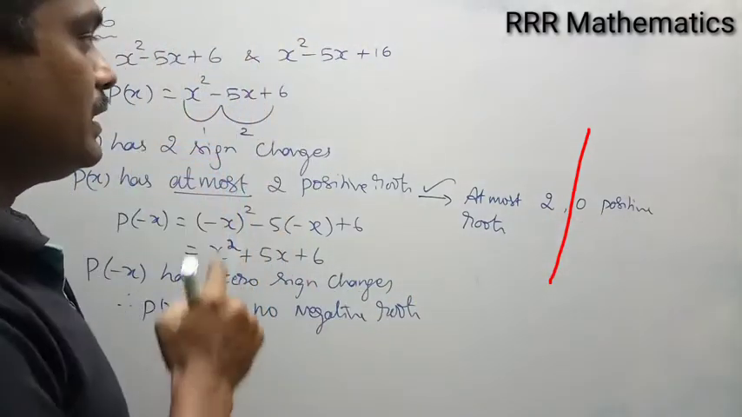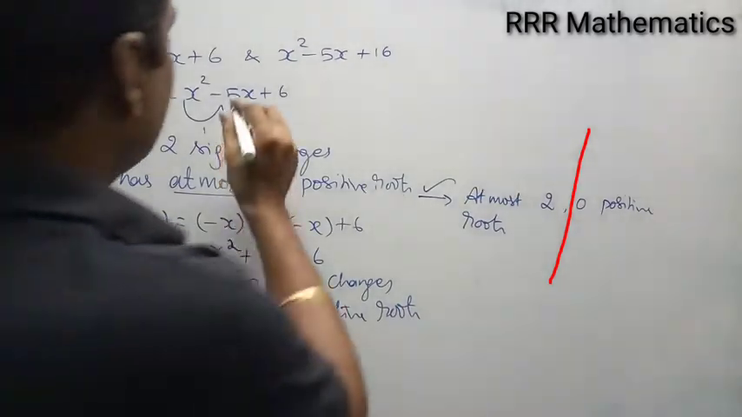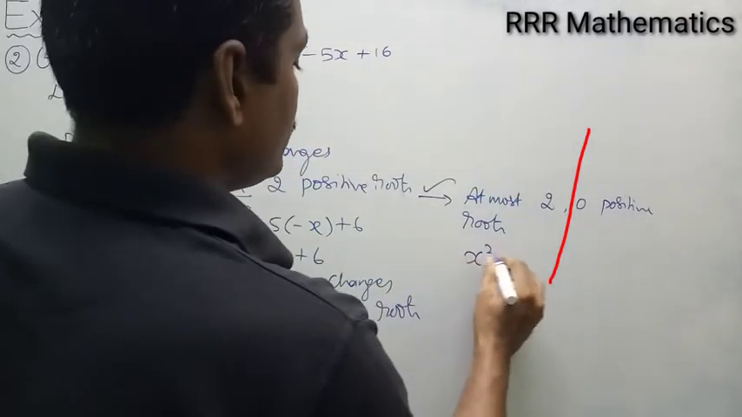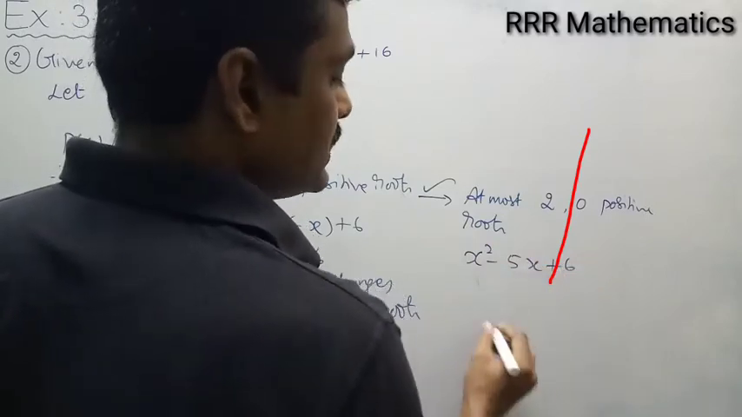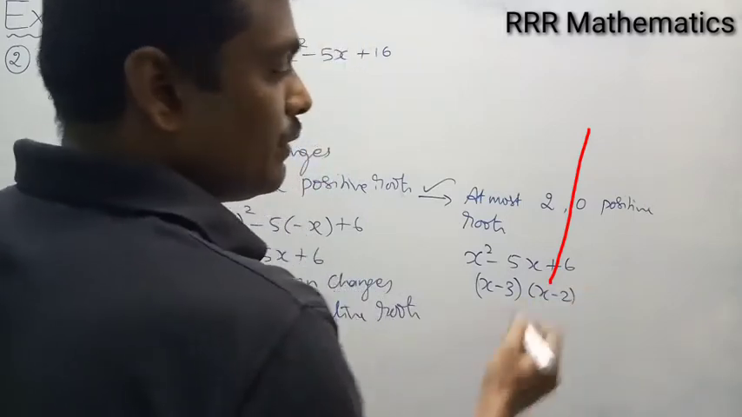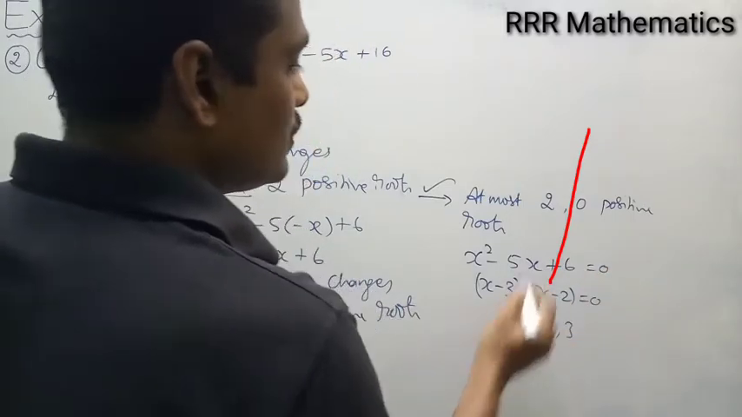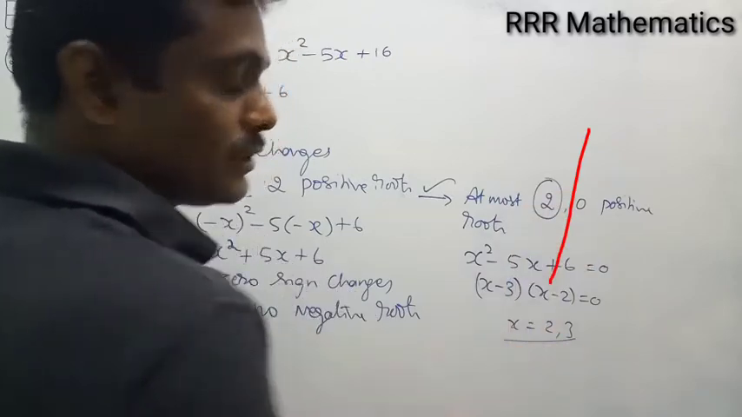And for this quadratic equation, you wanted to verify with the graph also, they said. I will draw the graph. For this one, x square minus 5x plus 6 will be x minus 3 and x minus 2. So when you equate to 0, it gives 2 and 3. So it has two positive roots.